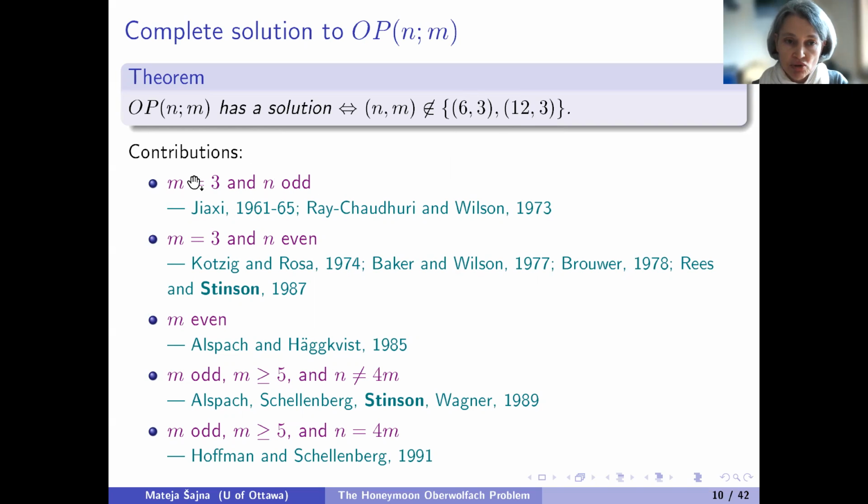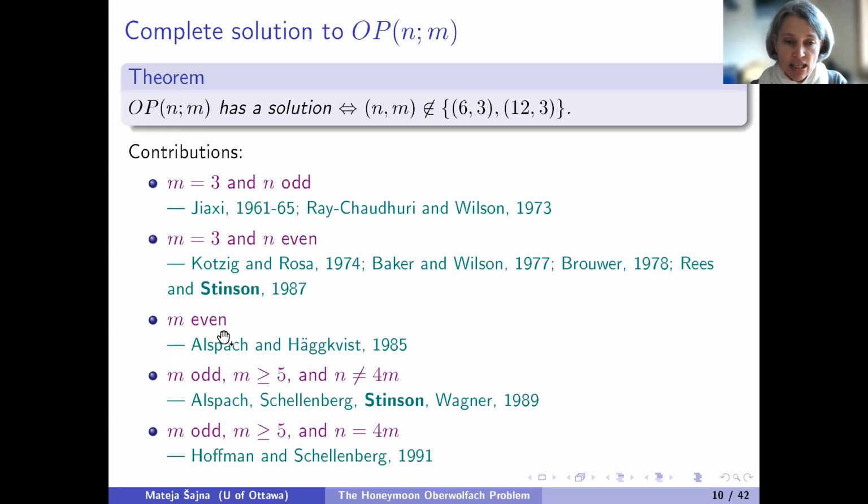The first contribution was by Jiaxi in the 1960s, but his papers actually were not known until the 80s, after the independent solution by Ray-Chaudhuri and Wilson in the 1970s. That's for the triples with the number of vertices odd. The spouse avoiding variant for triples was given in the 70s and 80s, and here you will notice Doug Stinson's name for the first time. It will occur a number of times in this talk.